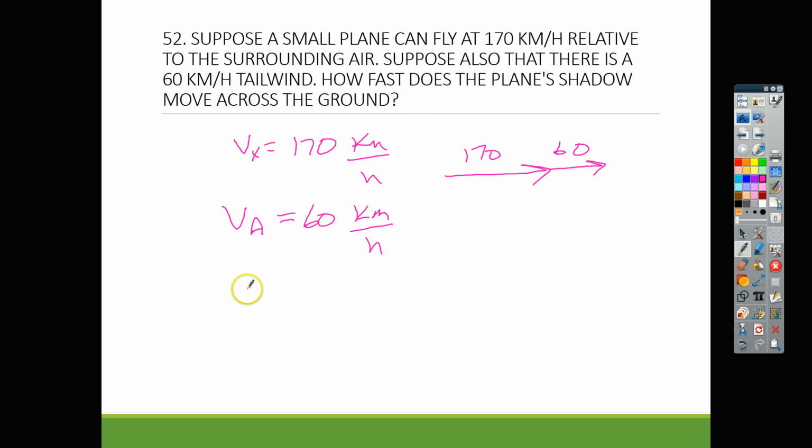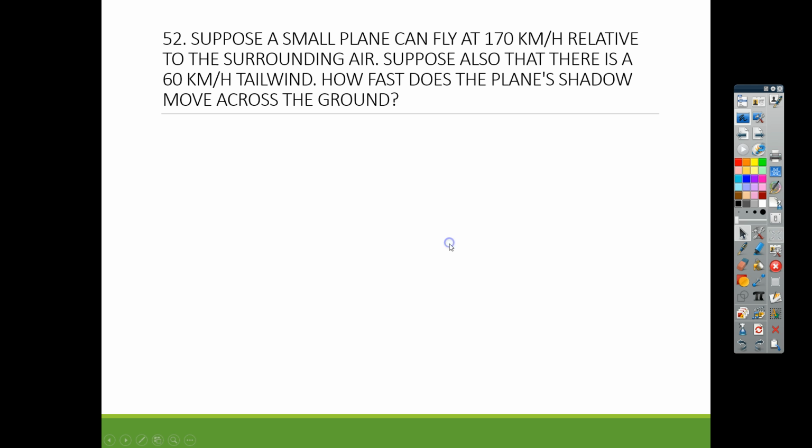They want to know how fast does the plane's shadow move across the ground. So here's the plane. Here is the shadow of the plane. Whatever the speed of the plane is the speed of the shadow. So if the plane is going 170 plus 60, that's going to be 230 kilometers per hour. So it's really just adding the 2 is all you need to do.